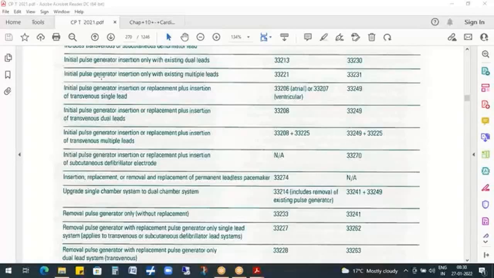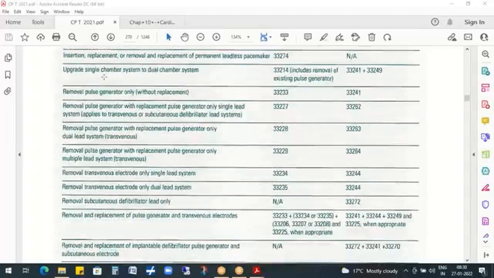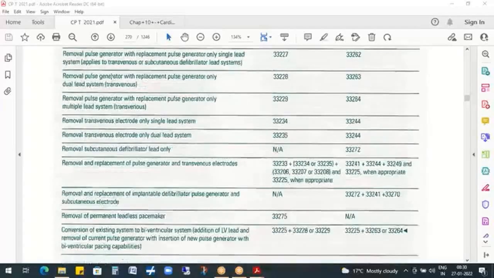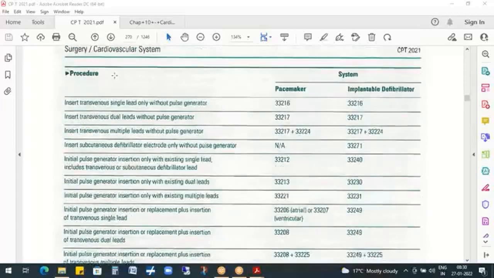These are the possible procedures. Now you can tell me. One more and last point: removal of lead. Now you can tell me one by one.